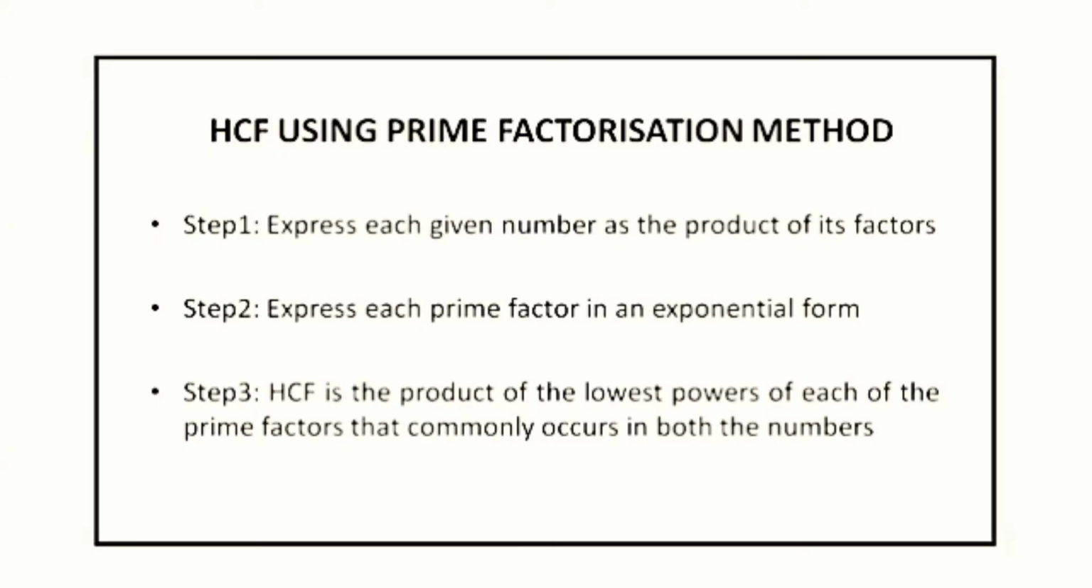HCF using prime factorization method. Steps for determining HCF using the prime factorization method are: step number 1, express each given number as the product of its factors. Step number 2, express each factor in an exponential form. And step number 3, HCF is the product of the lowest powers of each of the prime factors that commonly occur in both the numbers.